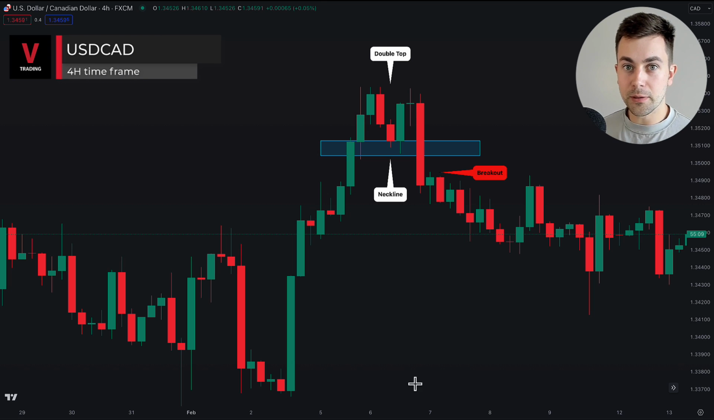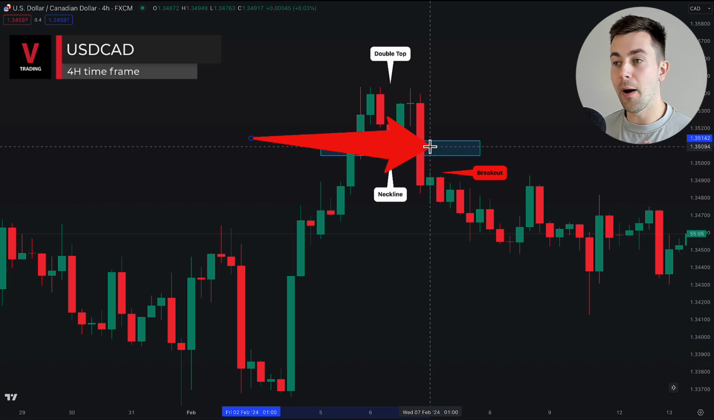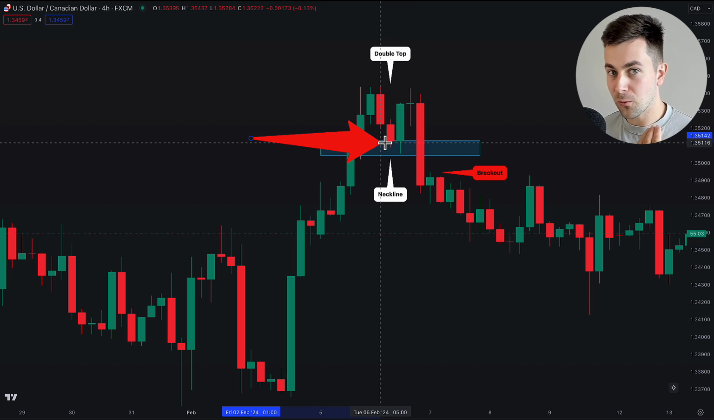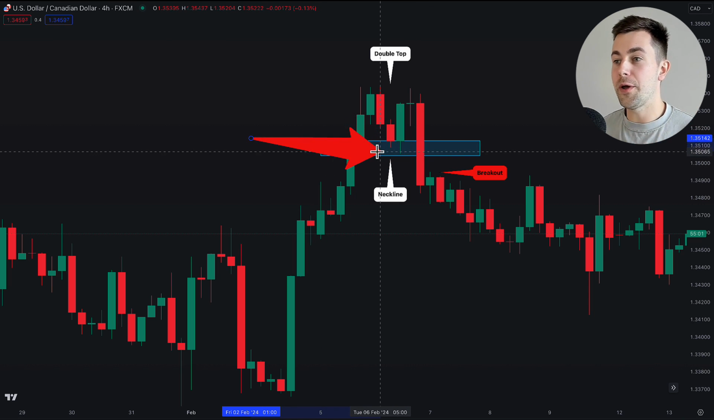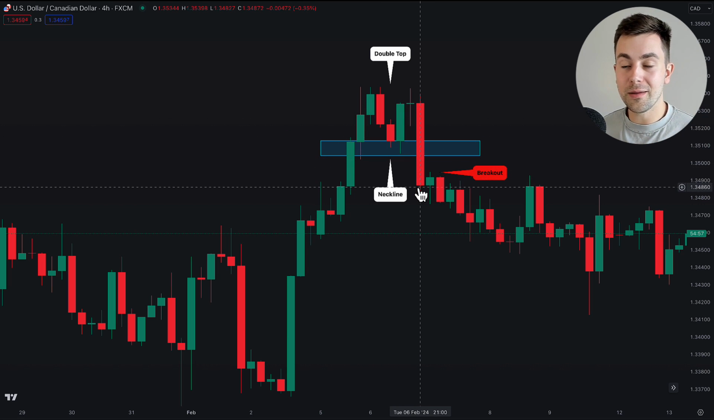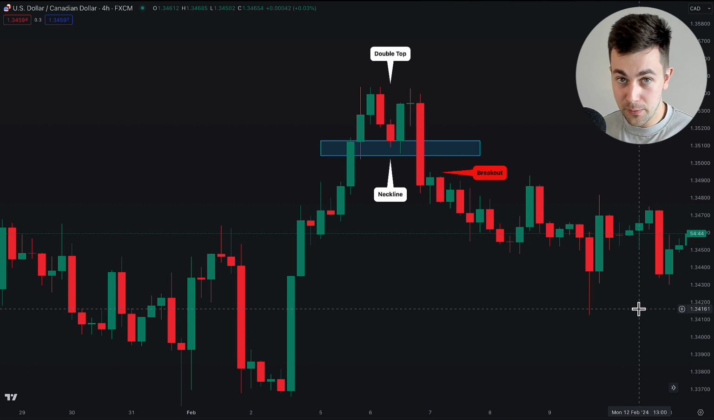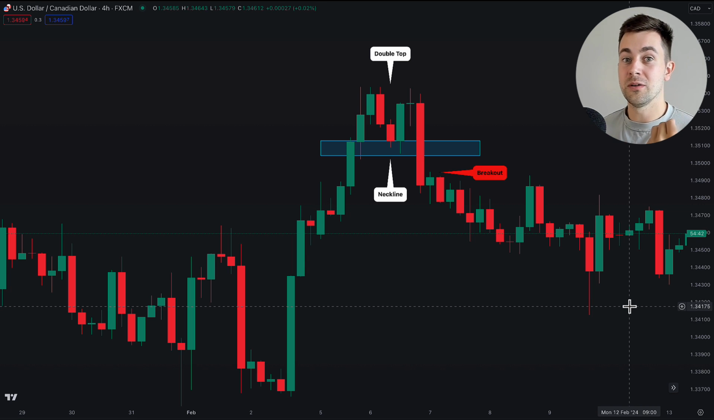Here's a classic double top pattern, and the pattern has a horizontal neckline, a minor support that the price respected and from where buyers were buying the pair. However, a bearish violation of the neckline was a strong bearish signal. It signified the presence of the sellers, the dominance of the sellers, and after the violation, a bearish continuation initiated.